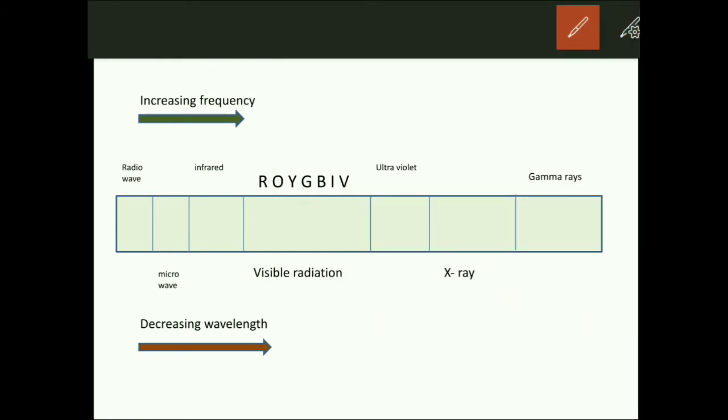So in this spectrum the frequency is increasing from radio wave to gamma ray. So the highest frequency is gamma ray, lowest frequency radio wave, highest wavelength radio wave, lowest wavelength gamma ray.